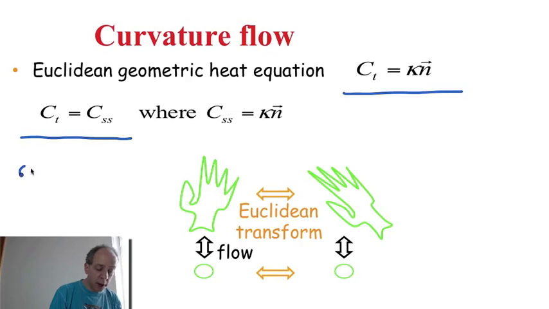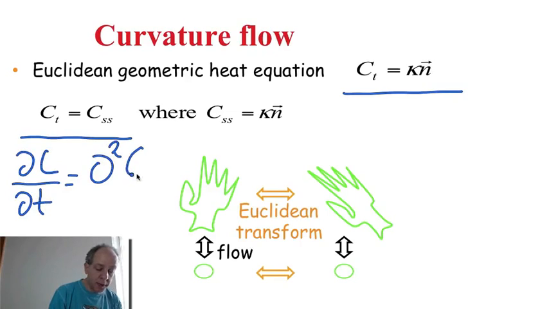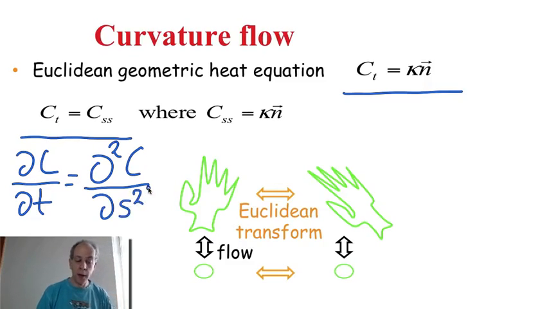So in explicit form, this says that dc/dt is equal to the second derivative of c according to the arc length. Okay? It's a very interesting deformation of curves, and what it does, first of all, is Euclidean invariant. Curvature is Euclidean invariant, meaning it's invariant to rotations and translations, and the normal is also Euclidean invariant.